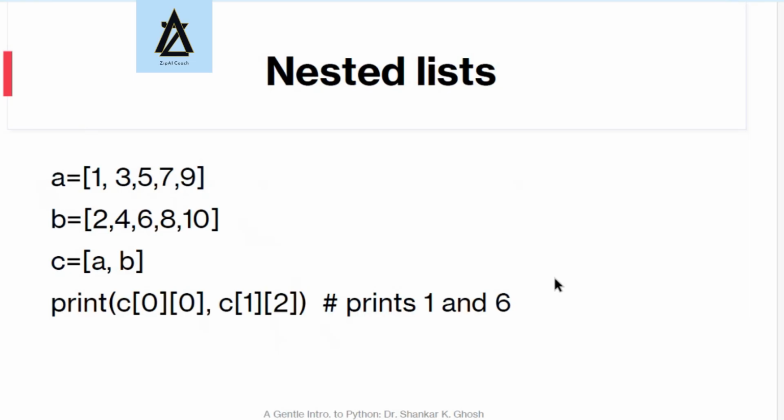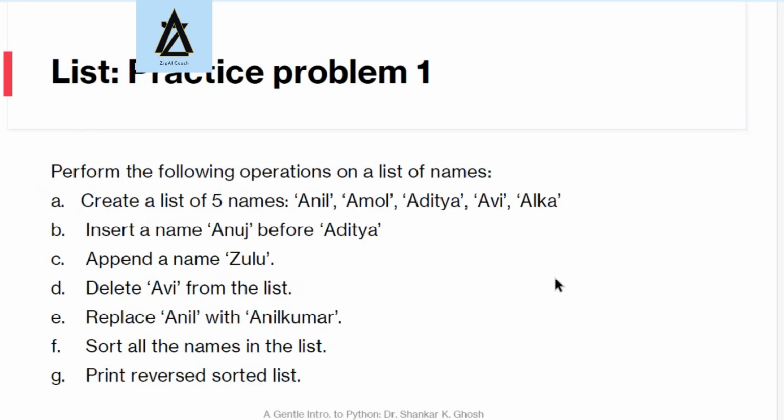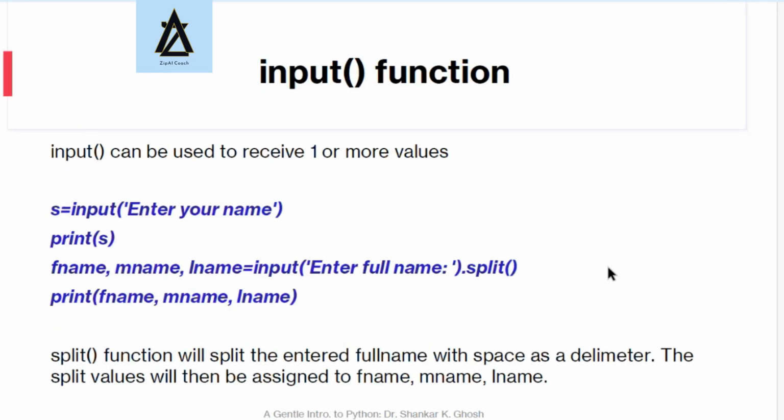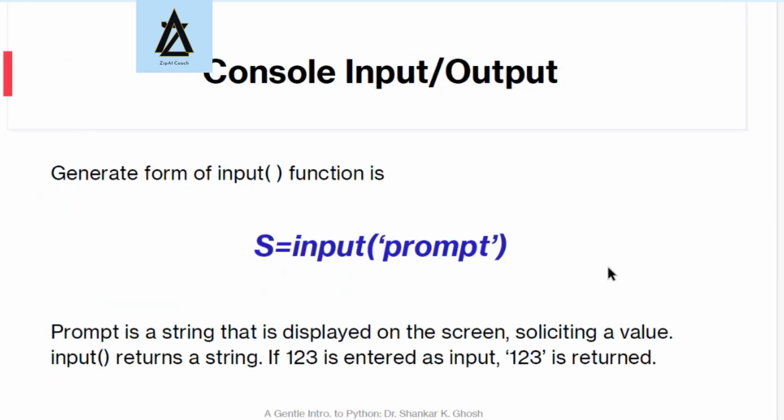You can nest lists also, that means multiple lists. You can group some one-dimensional lists into another list to become a two-dimensional list, and so on. Practically there is no limit on the nesting. Here are some practice problems that you can practice.